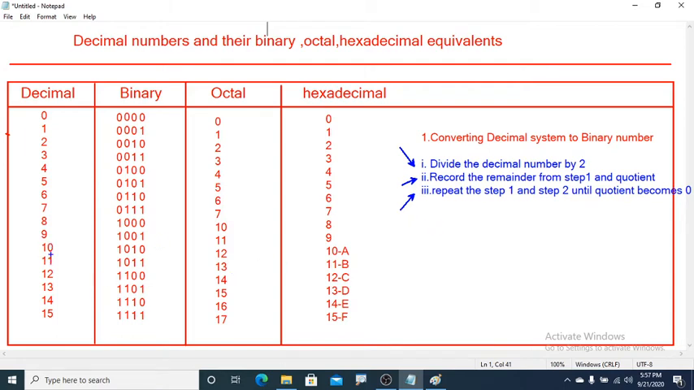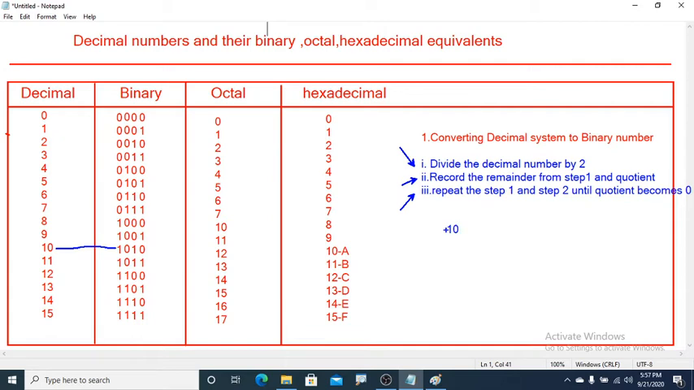I will test whether this number is equivalent to this number or not. If it is equivalent, our approach is correct. So I am taking 10 here. It is a decimal number. What is the base of this number? 2. In earlier classes we discussed the base of the number system.